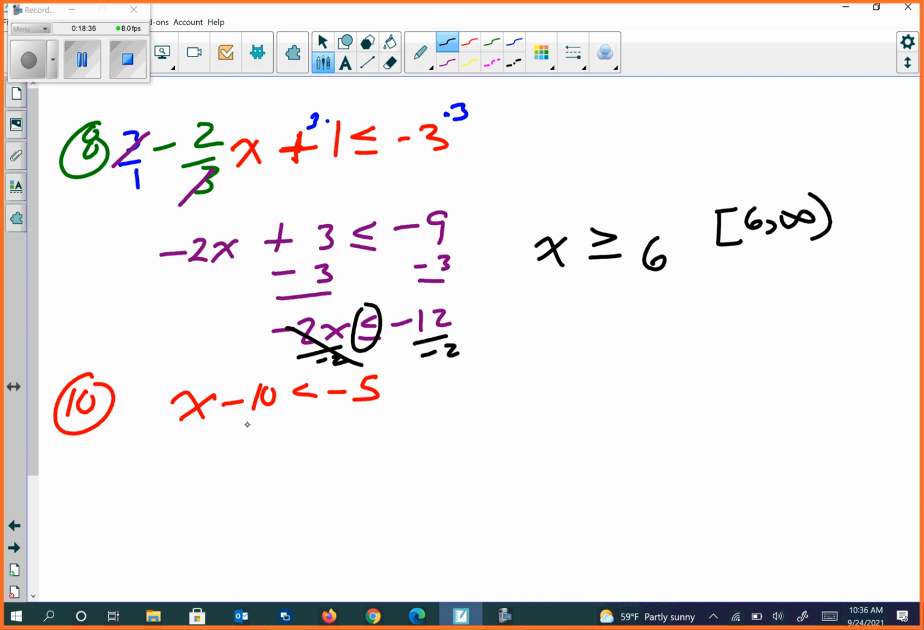Problem number 10. Add 10 to both sides. Those cancel out, so I get x is less than 5. So I want values less than 5. So that's going to go from negative infinity to 5. And yeah, that works. Questions on those two? You feel okay about them? Where are you not comfortable with them, my friend?